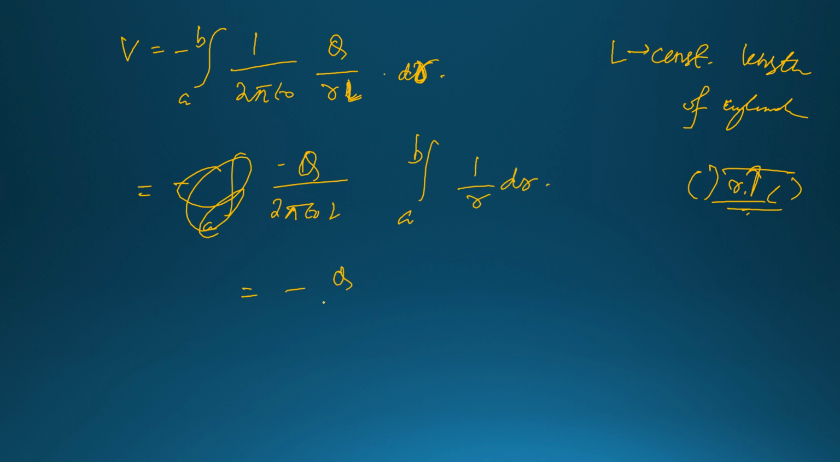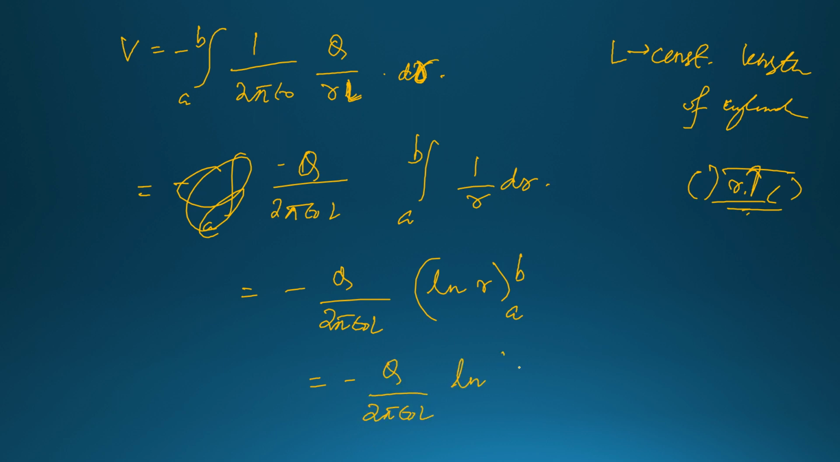So we get minus q by 2 pi epsilon naught L times ln r from A to B, which gives minus q by 2 pi epsilon naught L times ln B by A. So this is a potential difference, VB minus VA. When I write VB minus VA, the limit will be from A to B, with a minus sign. So this is a potential difference.